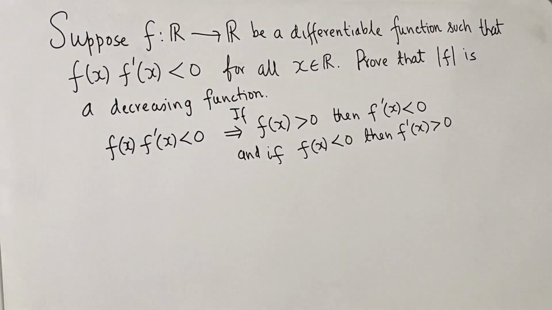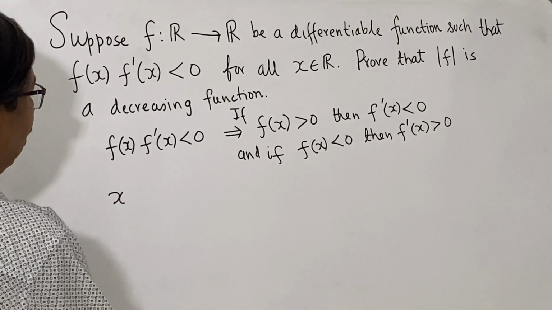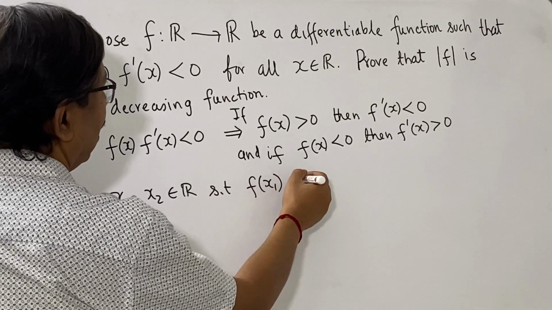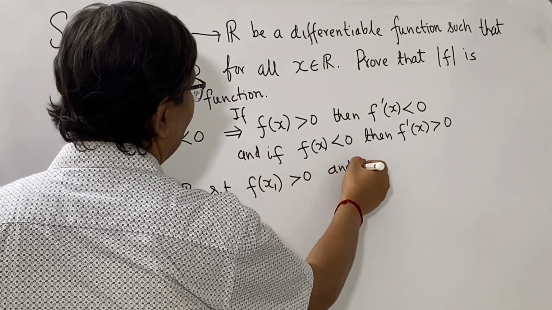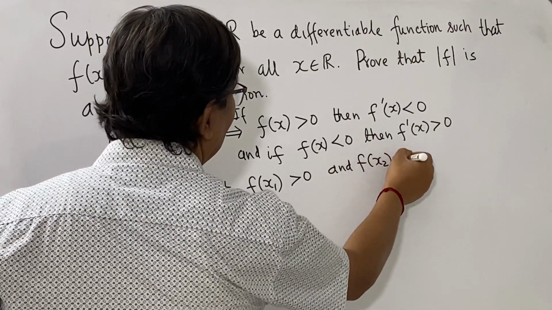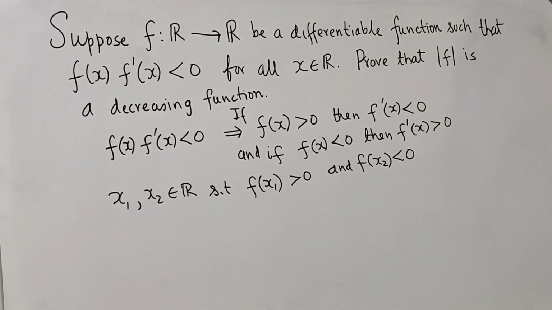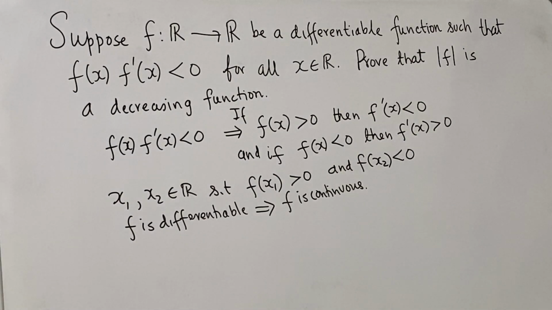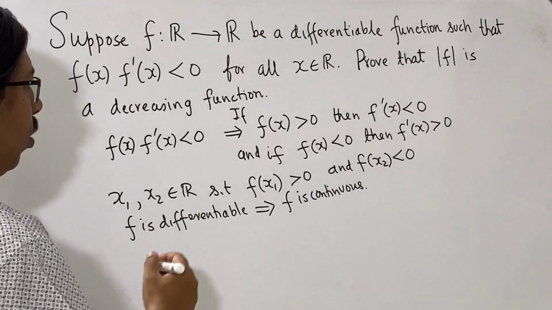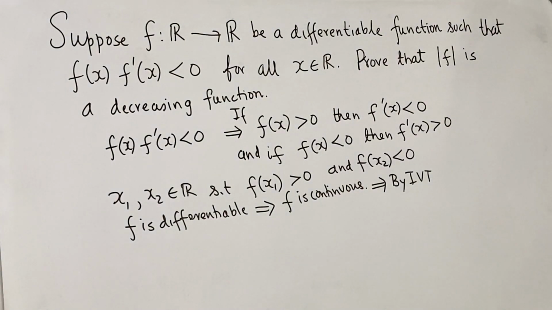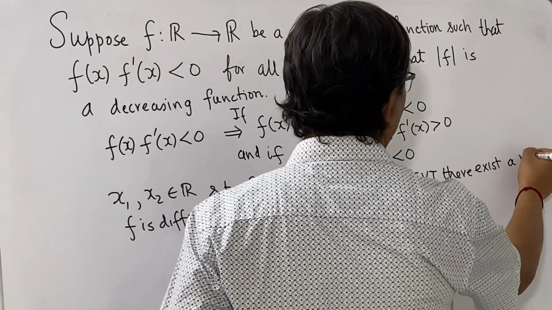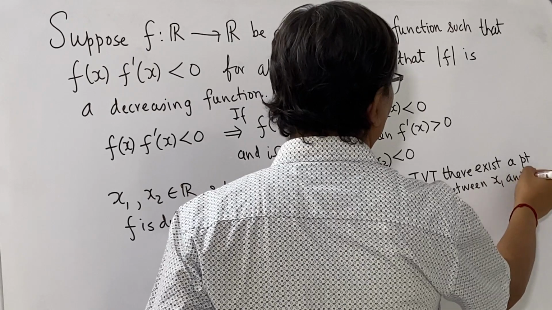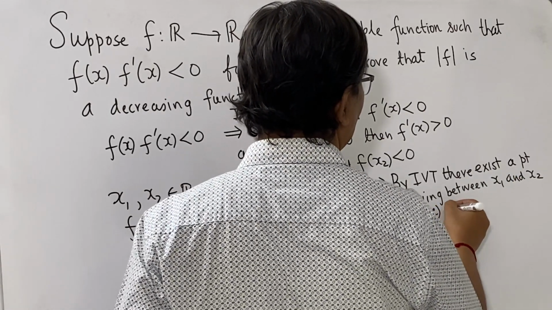Now suppose we have 2 points x1 and x2 such that f of x1 is greater than 0 and f of x2 is less than 0. Now since f is a differentiable function, it is continuous, and since f is continuous, by the intermediate value theorem, abbreviated as IVT, there exists a point c lying between x1 and x2 such that f of c is equal to 0 there.